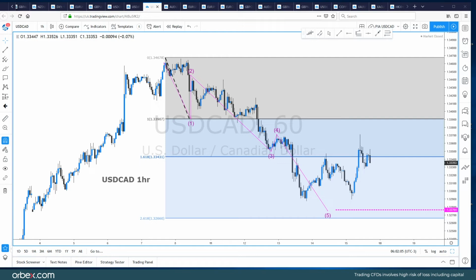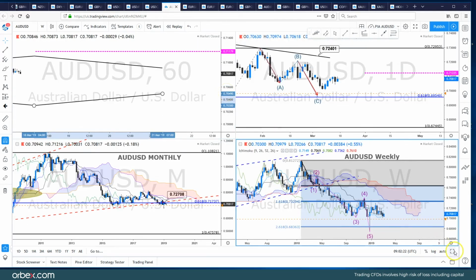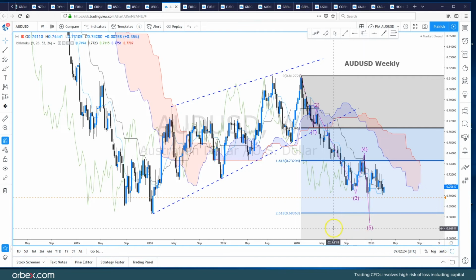So I can't see really a major catalyst for a strong dollar CAD rally up to that aforementioned head and shoulders pattern. Aussie dollar. The big picture. The big picture is bullish.